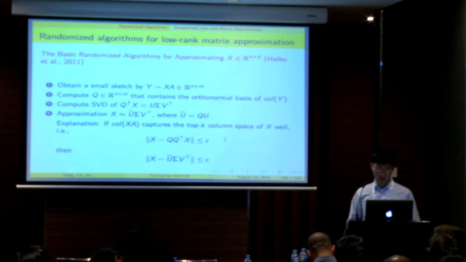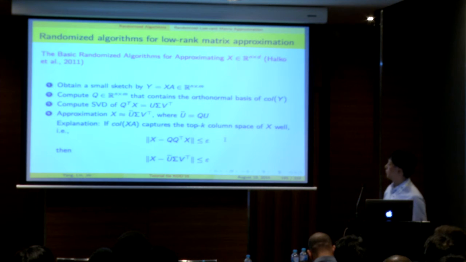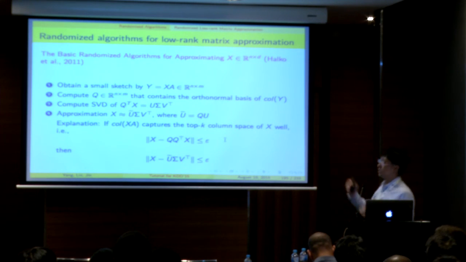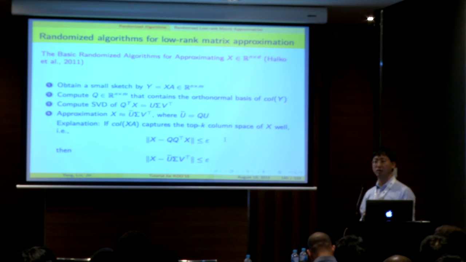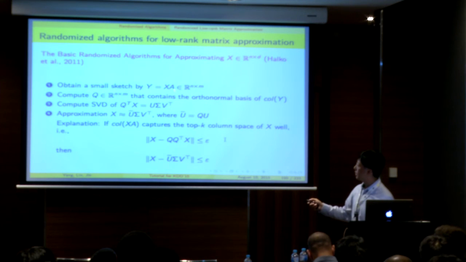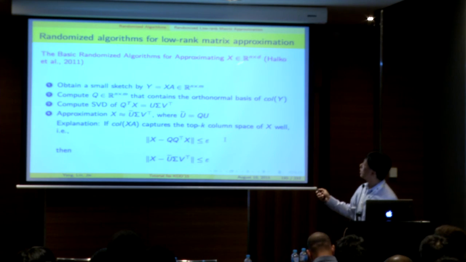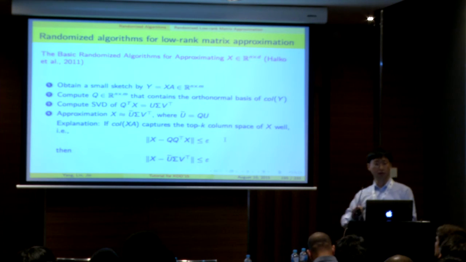Actually, it works very well in practice. So only 4 steps. The first step is to obtain a smaller sketch using the randomized reduction that I talked about in the first part, right? So apply the random reduction matrix A to the X to reduce the D columns to M columns. Okay, M is smaller than D.